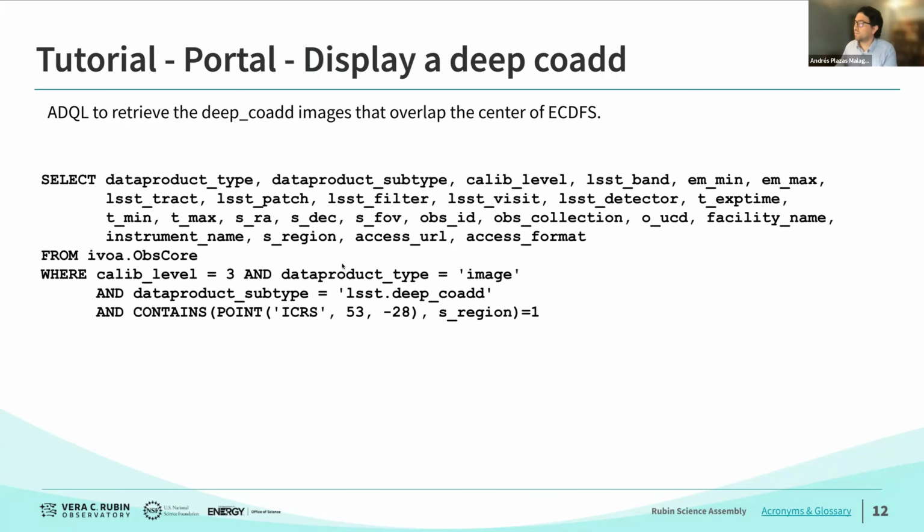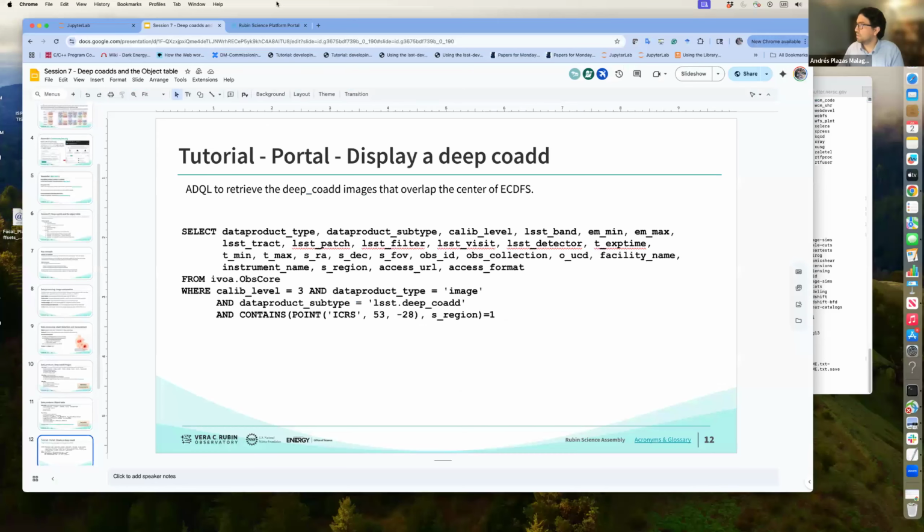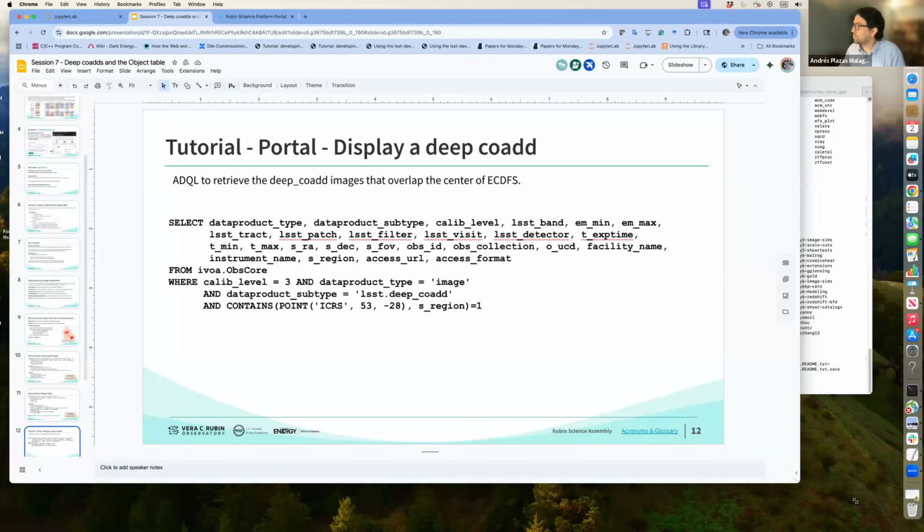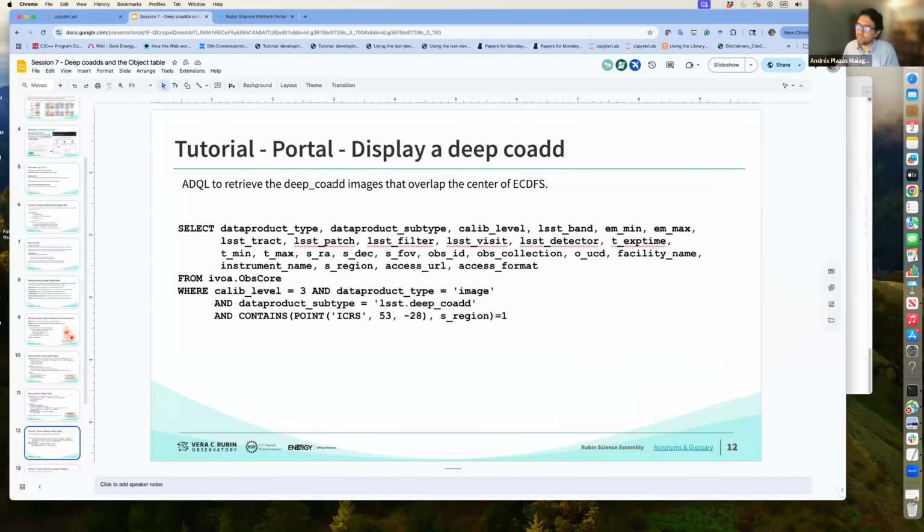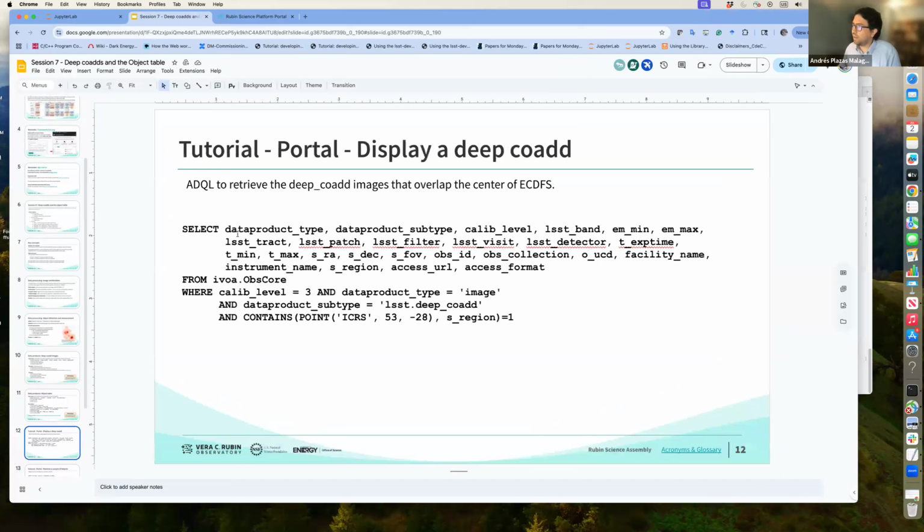So now we're going to show a little bit of how we can do these queries, or how we access these products via the Rubin Science Platform. Here I wanted to show you first a way of displaying a deep coadd using the portal aspect of the RSP. And before moving on, I'm going to use the Astronomy Data Query Language, which is astronomy SQL, a way of doing it.